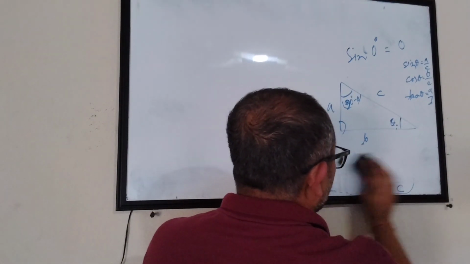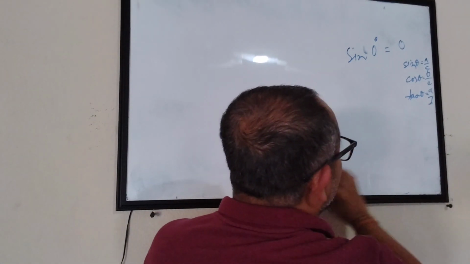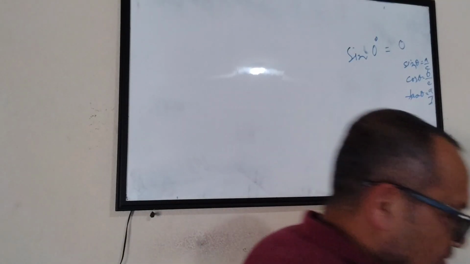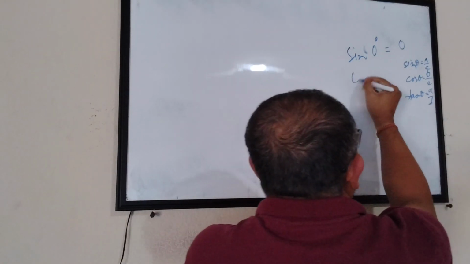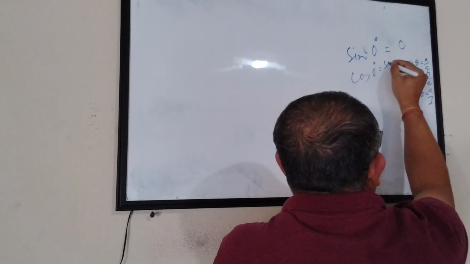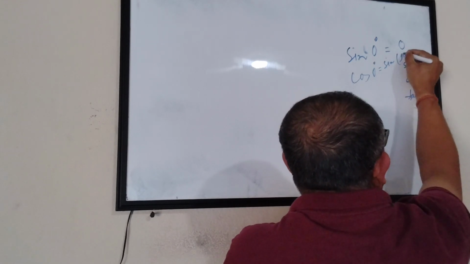So that's why, if you got sin theta, sin 0 degree equals 0, that will be equal to the complementary, cos 90. Cos 0 degree will be equal to sin of 90 degree minus 0 degree.